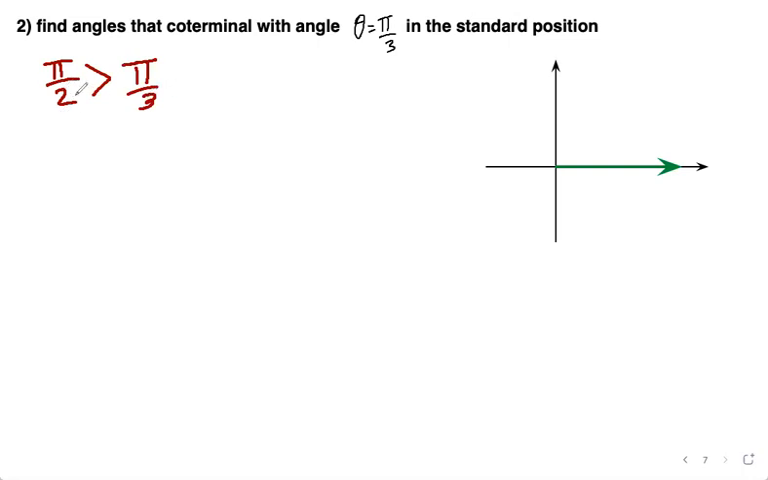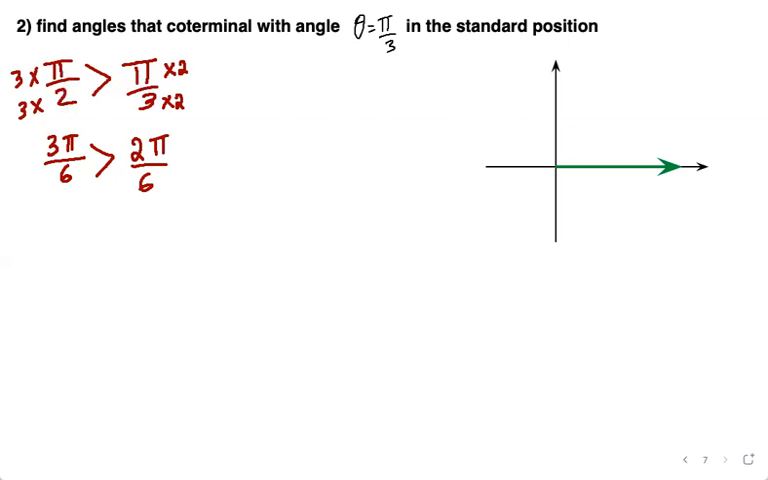How do I know? I have to make the denominators equal by multiplying this by 3, and multiplying this by 2. I will get 3 pi over 6 is greater than 2 pi over 6. Now the denominators are equal. Look, the numerator 3 pi, here I have 2 pi, so 3 pi over 6 is greater than 2 pi over 6. So the angle pi over 3 is less than pi over 2.